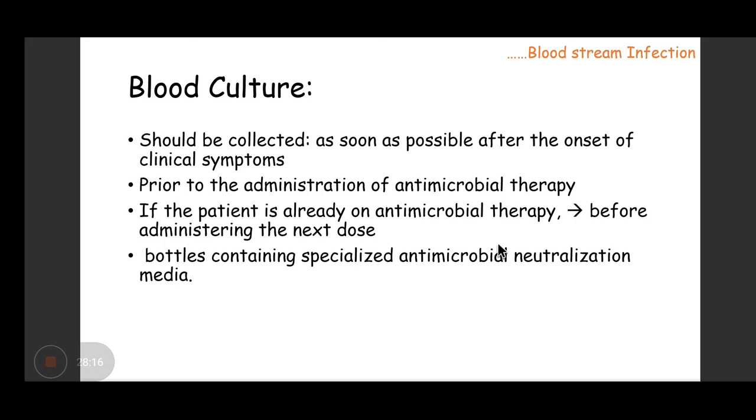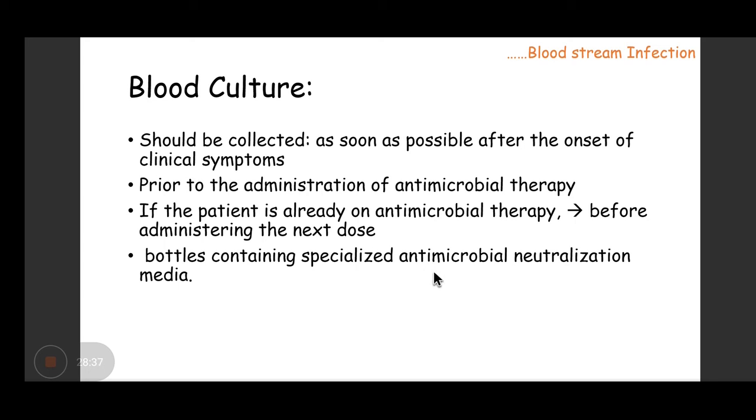And if the patient is already on antibiotics, then if you collect the sample just before the next dose, before administration of the second dose, it increases the chances of isolation of the bacteria in blood culture.